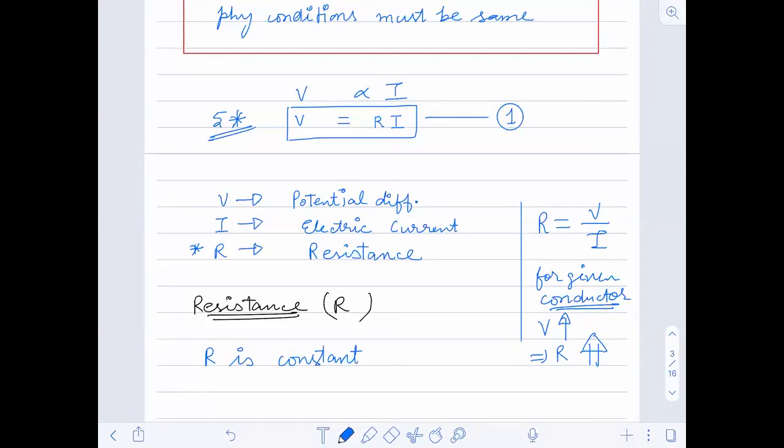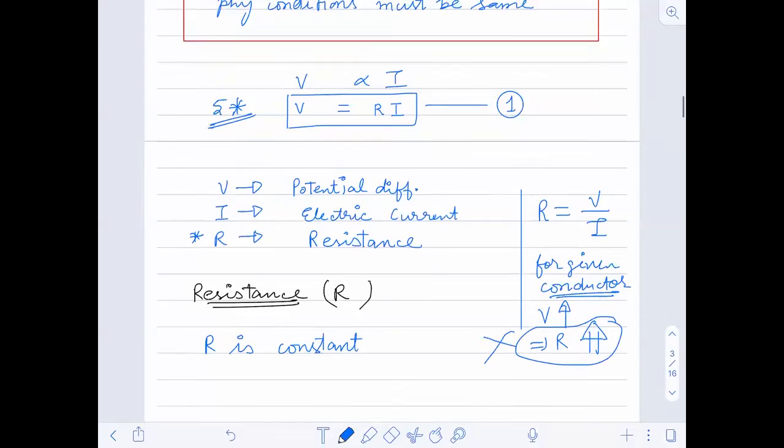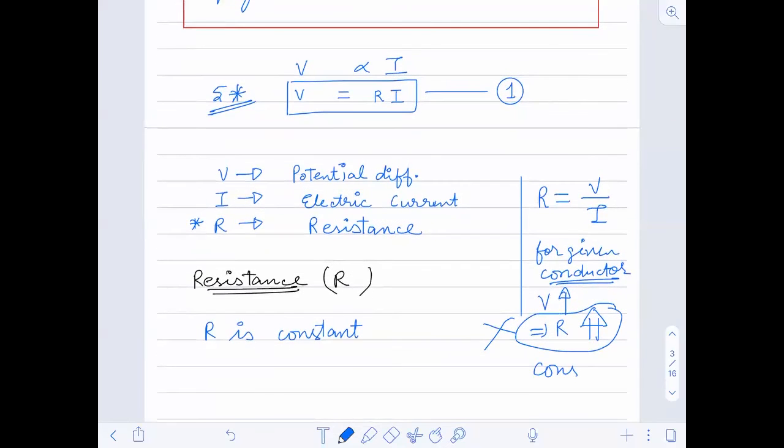Okay, I got one answer: constant. See, R will not increase here. R will be constant only. R will never increase if a conductor is given to you. So R is a constant.